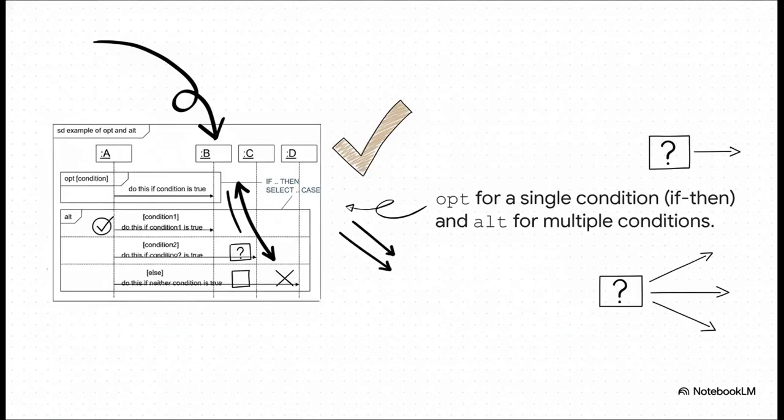Let's see how opt and alt work in practice. The opt fragment is for a single chunk of interaction that only runs if a certain condition, the guard, is true. It's basically an if-then. Then you have the alt fragment, which is for when you have two or more options. Each one has its own guard, and only one of them will run. This is how we model if-then-else logic, or even a switch statement.